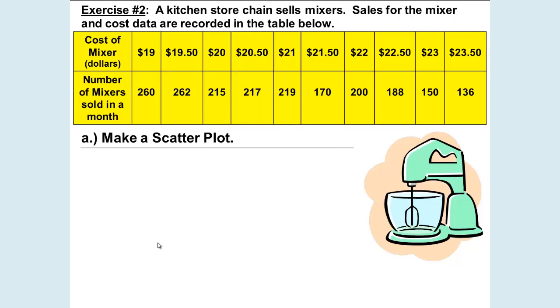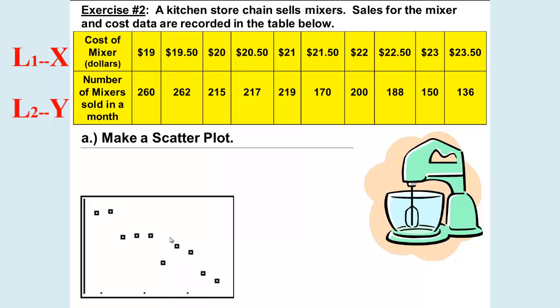You will want to pause here. Put your data in list 1 and list 2, cost of the mixer in list 1, the number of mixers sold in list 2, and pull up your scatter plot. We have a video that does this in more detail. We're just doing kind of an overview in this video, and this is the screenshot of that scatter plot.